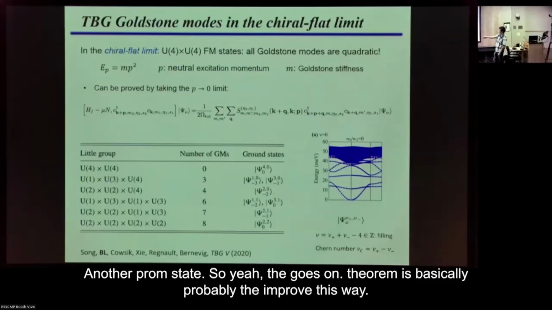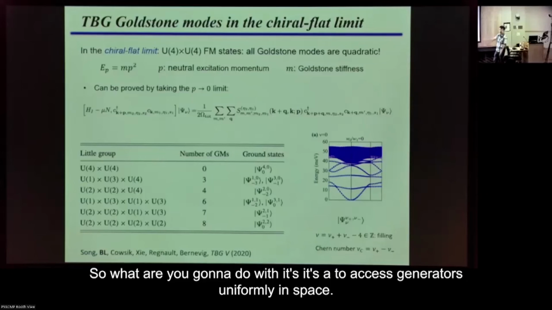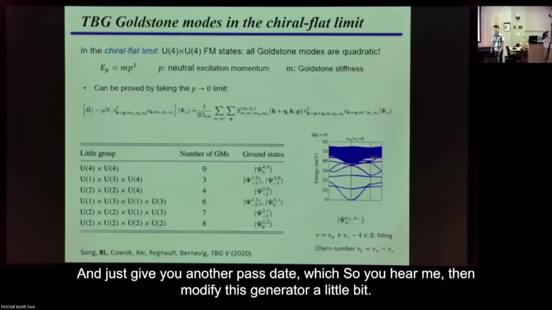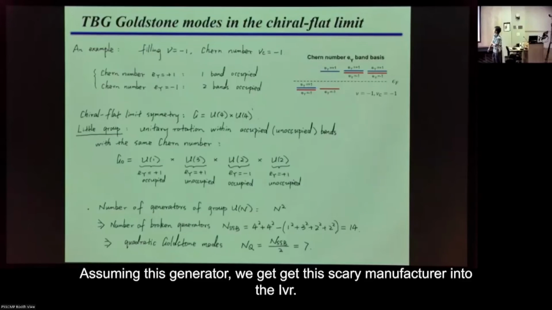So these are the little groups of the different ground states of different Chern numbers. Let me just show one example. Of course, all these states, as we mentioned earlier, are ferromagnetic states. So they all break time reversal. That justifies why they always give you quadratic dispersions. Of course, you can prove that as well by calculations.